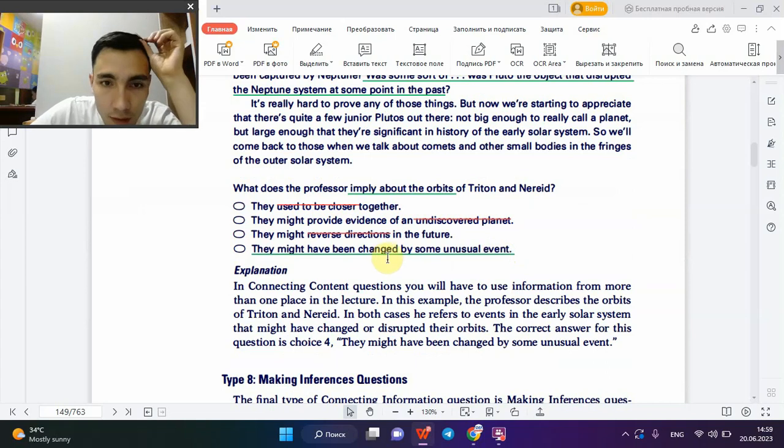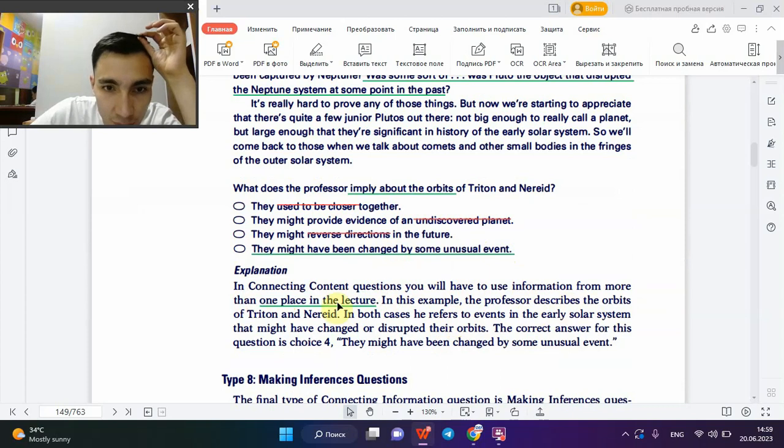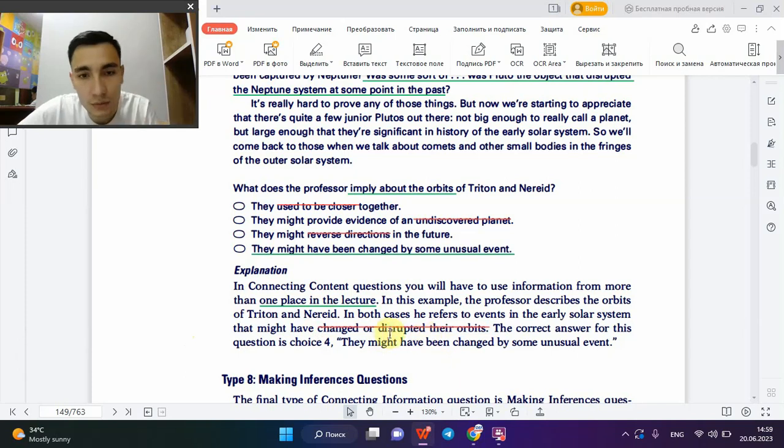In connecting content questions, you will have to use information from more than one place in the lecture. Bitta joydan emas, ko'p joydan ma'lumotlar bo'ladi. In this example, the professor describes the orbits of Triton and Nereid. In both cases, he refers to events in the early solar system that have changed and disrupted their orbits. Ko'rayotganingizdek, ularning orbitasini disrupt yoki change qilgan ma'lumotlarga urg'u beradi. Shuning uchun ham javob 4-variant bo'ladi.